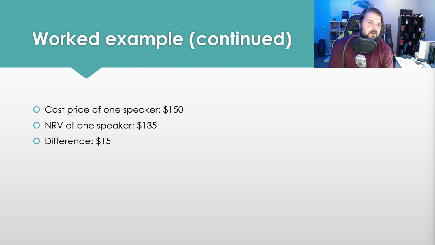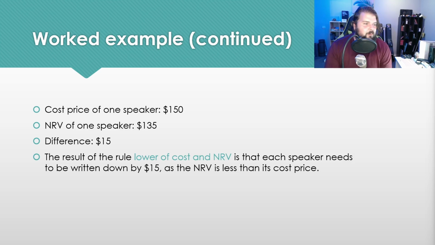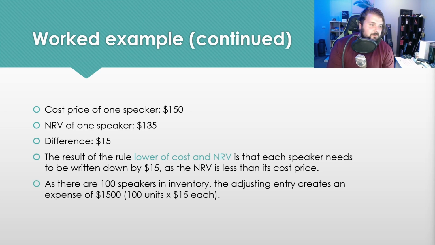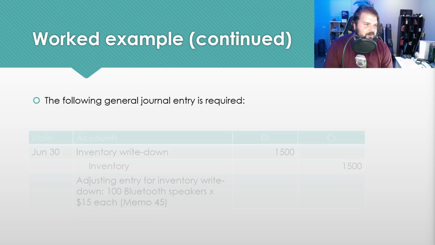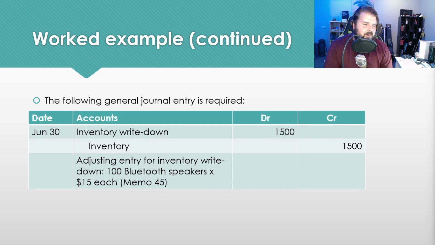So just keep that in mind. We're going to apply the rule of the lower of cost or net realizable value. And we need to create an expense because we are having an outflow of economic benefit. We are reducing our assets by $1,500. Now the general journal entry is going to look like this.